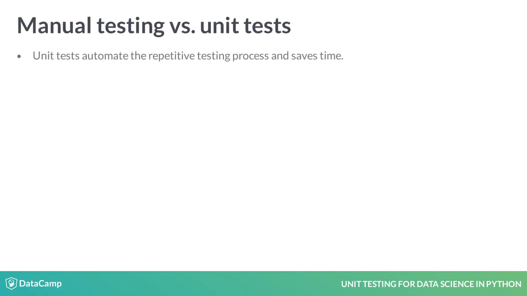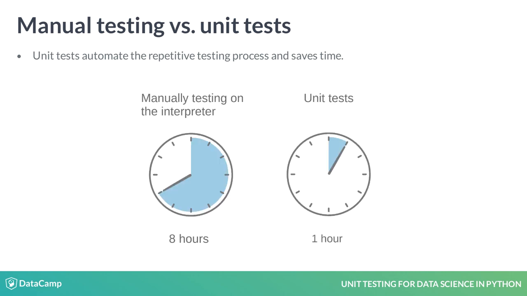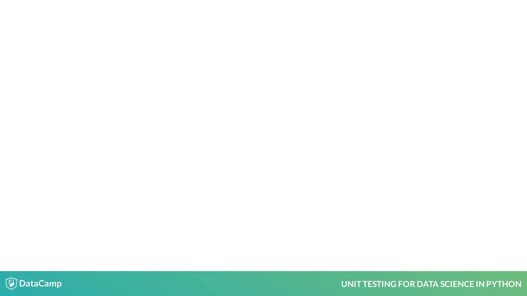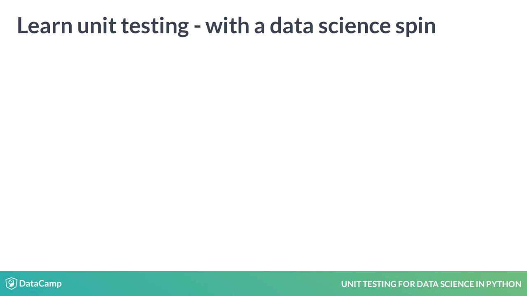Unit tests automate this repetitive and tedious testing process. Unit tests will reduce the testing time over the lifecycle of a single function to 1 hour instead of 8. Now imagine how much time we would save when we unit test all the functions in a project. This makes unit testing a must-have skill for productive data scientists. This course will teach you how to write unit tests.